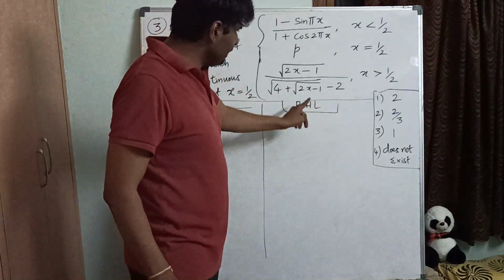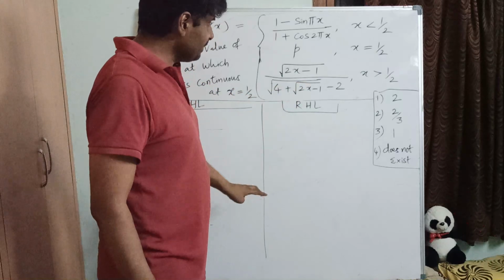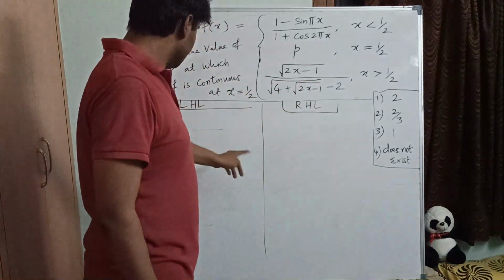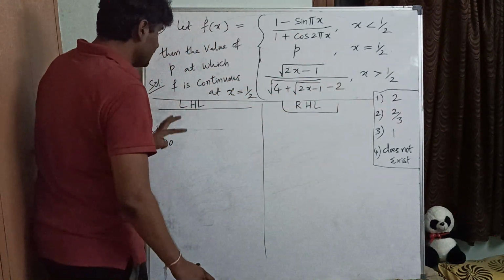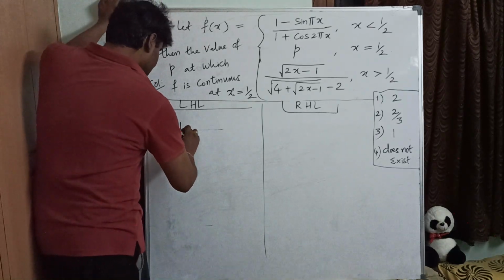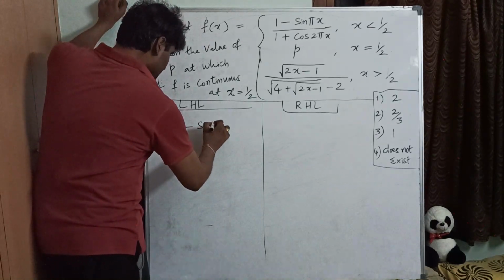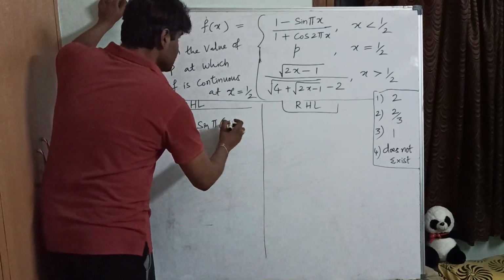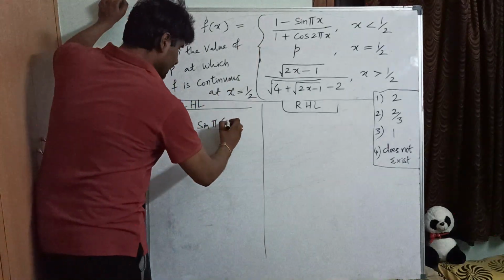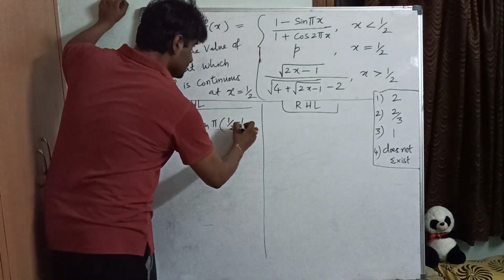For RHL, 1/2 plus h. Okay, so let me solve that RHL later. Let me look at this LHL first. So 1 minus sin pi x; in place of x, what can I substitute? 1/2 minus h. So I am going to find the LHL there.